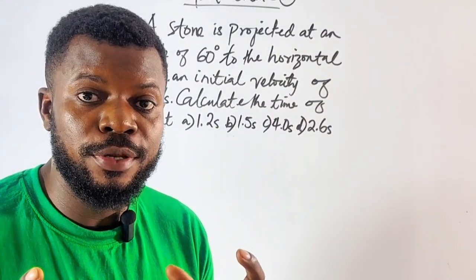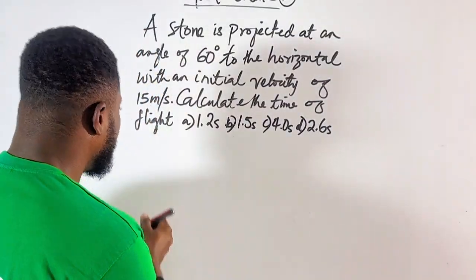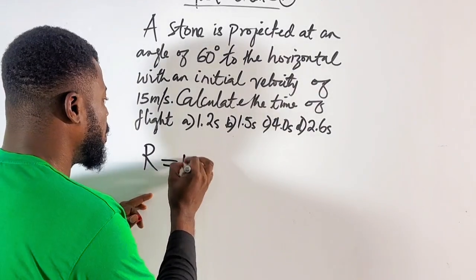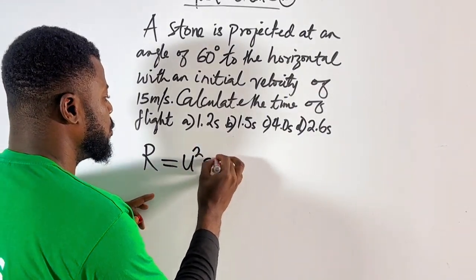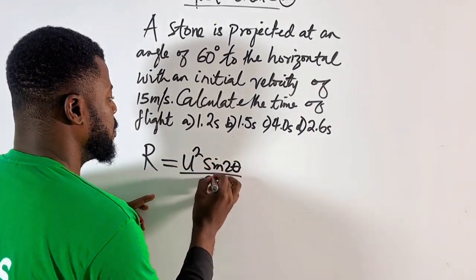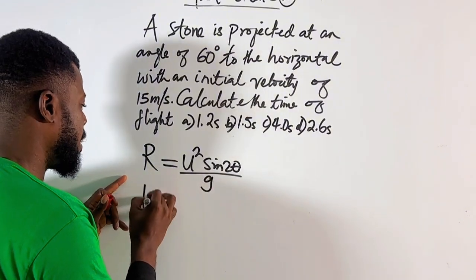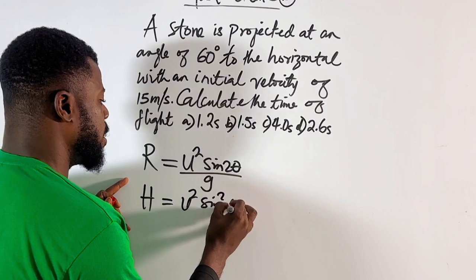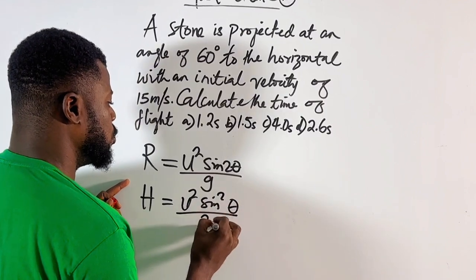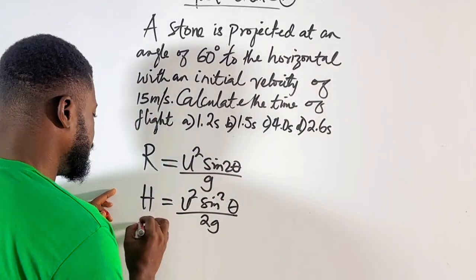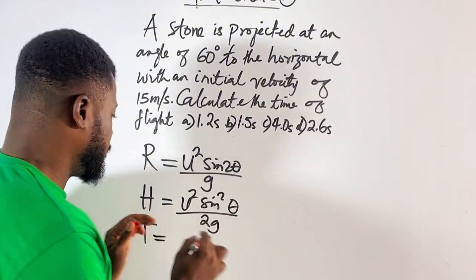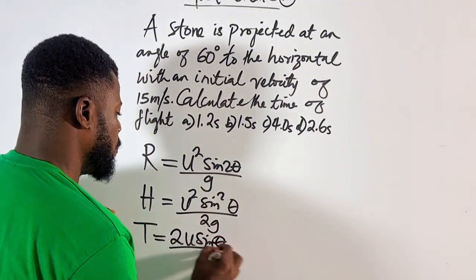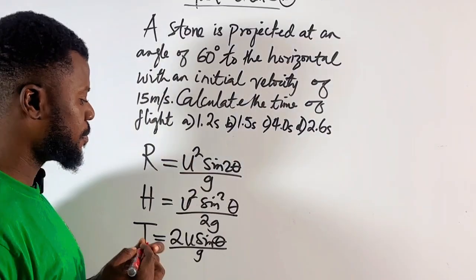This formula, I want to show you now, will help you. Instead of memorizing or cramming all these formulas, what they give you is like this: sine 2 theta over g for the range. If you talk about the maximum height, it is u squared sine squared theta over 2g. Then if you talk about the total time, it will be 2u sine theta over g.